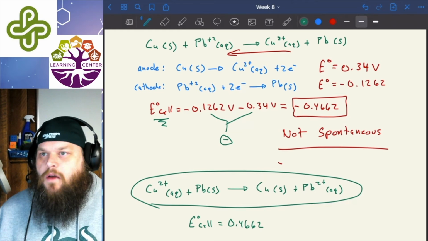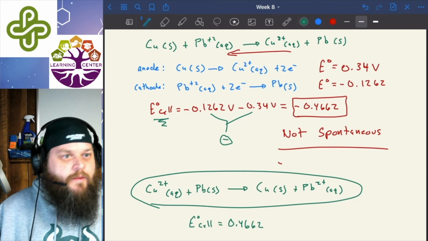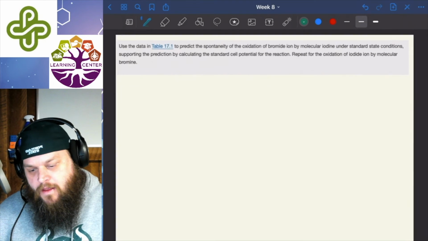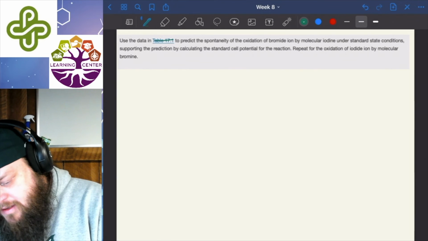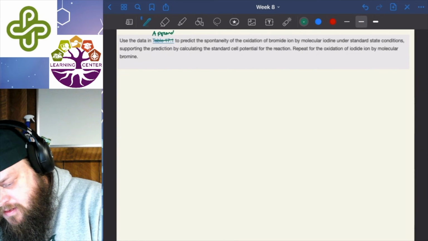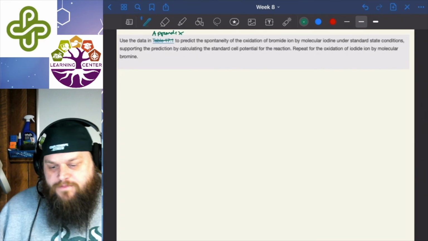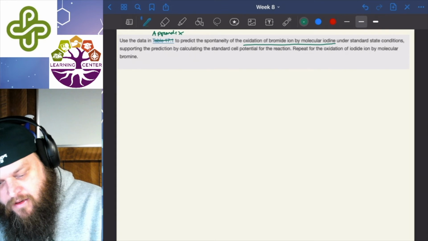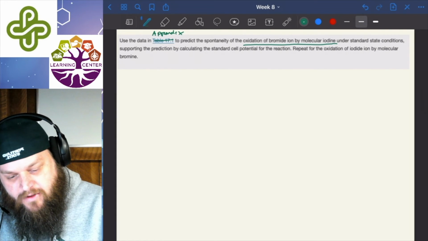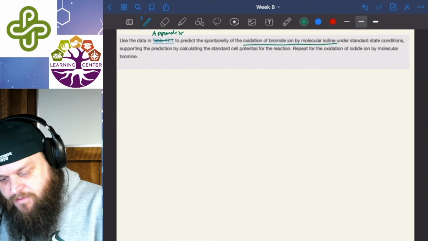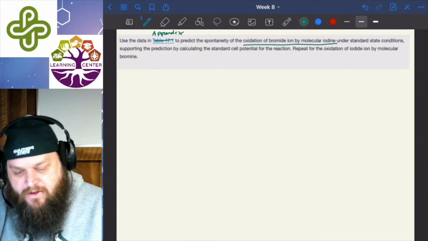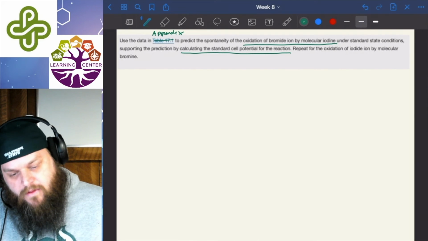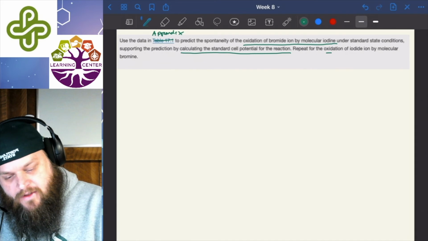So let's try another reaction. That was the one that we were looking at last week. This next one we're going to look at says to use data in the table. I like to use the appendix. Should be the same value. To predict the spontaneity of the oxidation of bromide ion by the molecular iodide under standard state conditions, and support that prediction by calculating the standard cell potential for the reaction. And then repeat it basically for the reverse reaction.